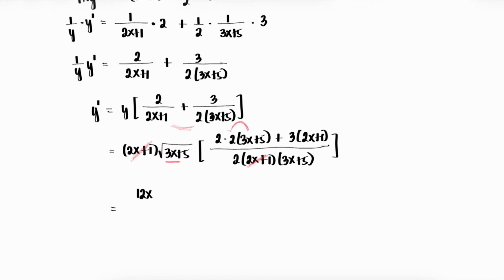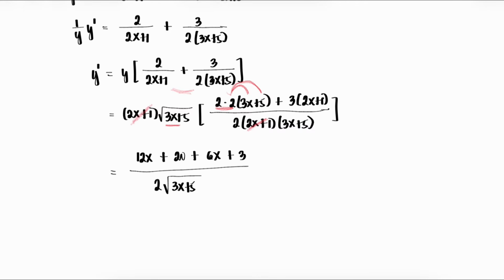Multiplying this here, and then also here. So this is 4 times 3, that's 12x. And then 4 times 5, that's 20. Plus 6x plus 3 divided by 2 square root of 3x plus 5.